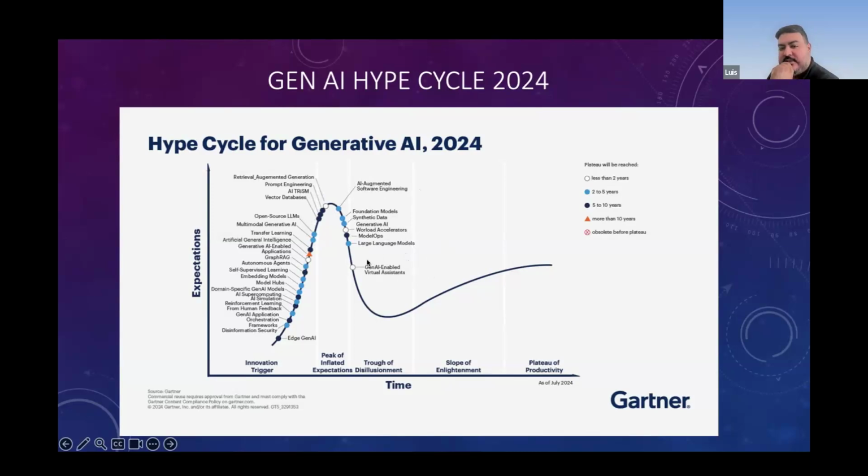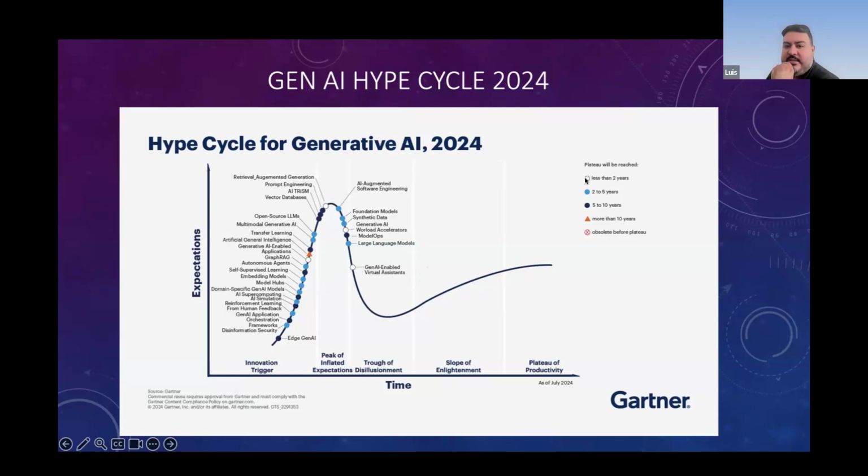But what's really accelerating and going to go through the slope of enlightenment soon, based off these models, are the Gen AI enabled virtual assistants. And this is huge. Many companies are now taking this more seriously. They're putting more time into these virtual assistants, and they're going to go through that slope of enlightenment very soon.